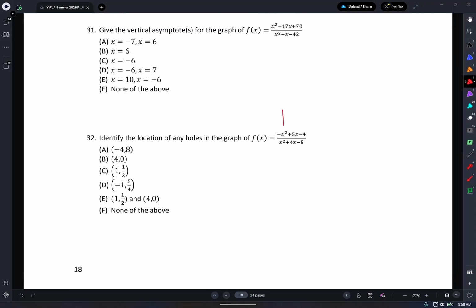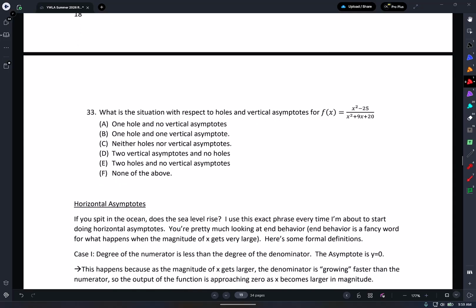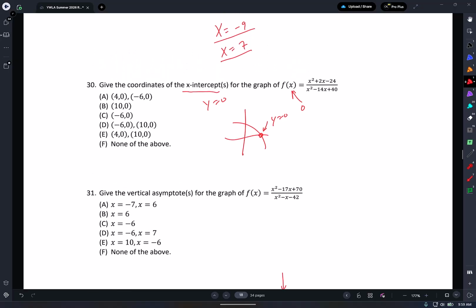Remember, factor out this negative here in the front first for question 32. So factor it out, guys, and whatever cancels out, that's where you're going to have a hole, right? There's a common factor that cancels out.